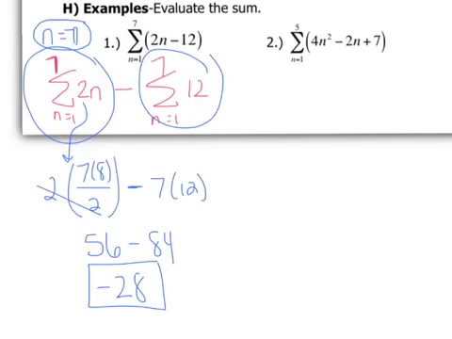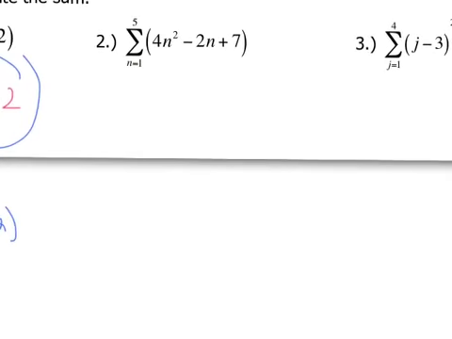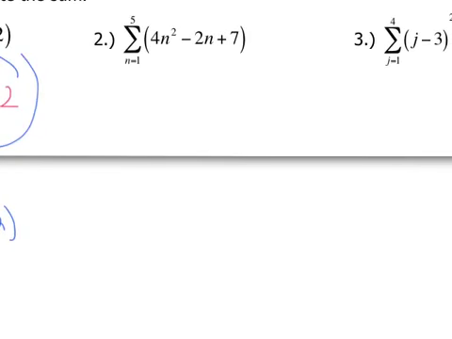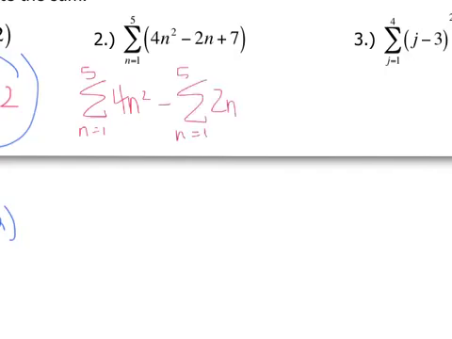Look at the next one. Start off by separating these into, this time, 3 summations. So we have the sum of 4n squared from 1 to 5, minus the sum of 2n from 1 to 5, plus the sum of 7 from 1 to 5.